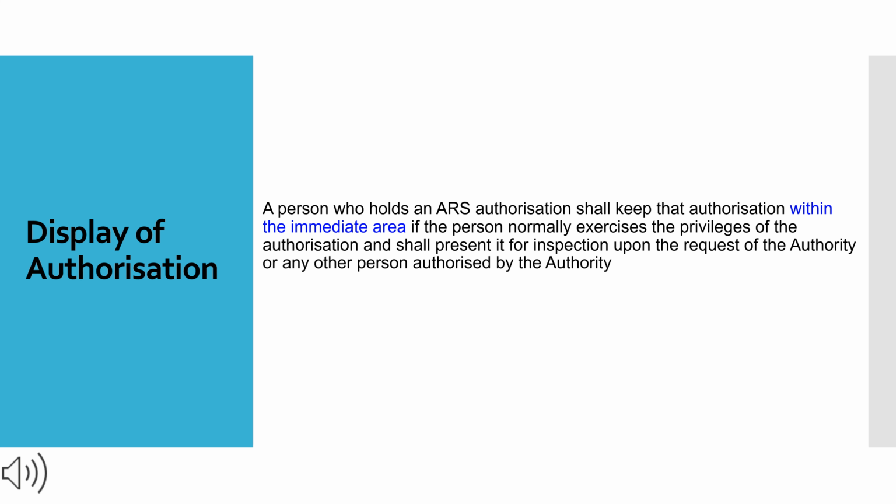Display of authorization. A person who holds an aviation repair specialist authorization shall keep that authorization within the immediate area where the person normally exercises the privileges of the authorization, and shall present it for inspection upon the request of the authority or any other person authorized by the authority.